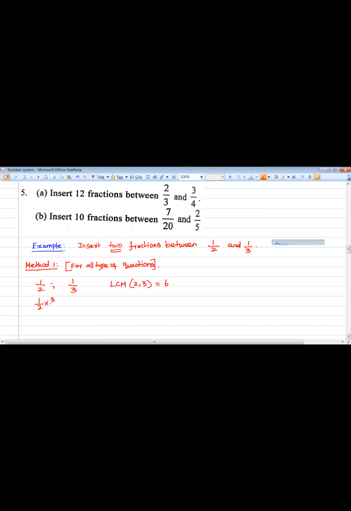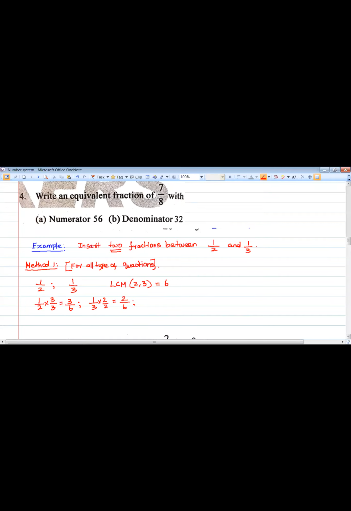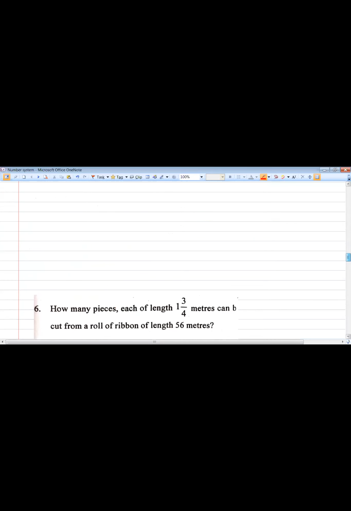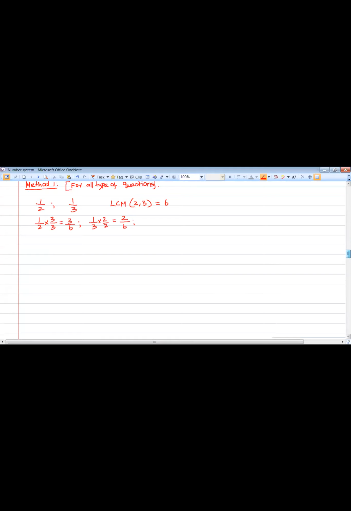Then what will you do? Multiply with 3. How will you convert 1 by 3? Multiply by 2 divided by 2. So here you will get 2 by 6. Got the point? Yes, good. Now everyone try to understand, this is a very important step.